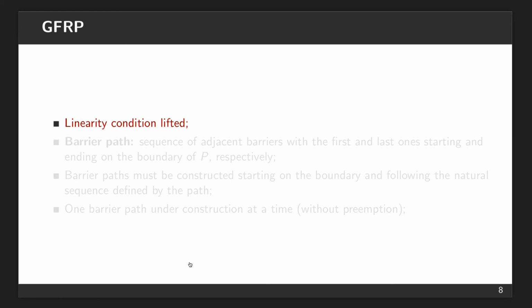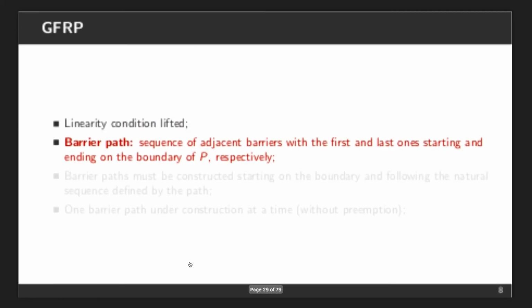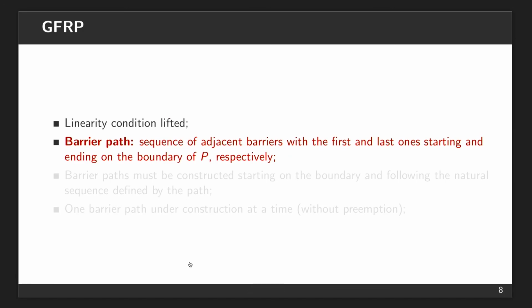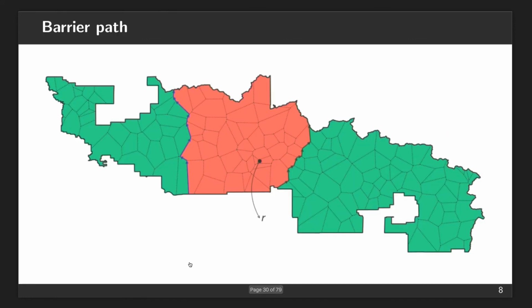In this new version of the problem, we just dropped the linearity condition. But then we need some other concepts. One is that of a barrier path. A barrier path is just a sequence of adjacent barriers, which has to start on the boundary of the polygon representing the forest and end at this boundary too. So this will be something like this one. We start at the boundary and then finish at the boundary.